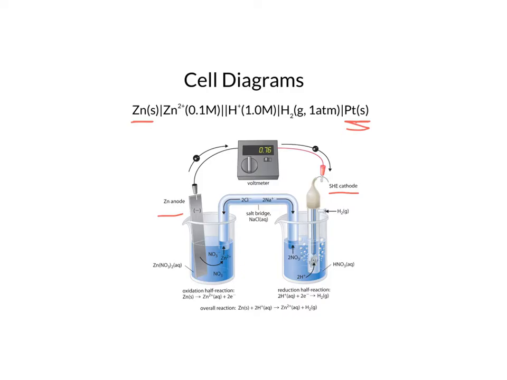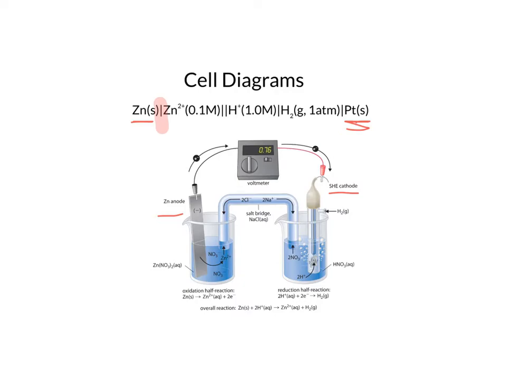We're going to separate our anode, zinc solid, with a solid line from the species that are in solution. That solid line says that there is a phase boundary between the solution and the solid electrode. So we go from solid to solution, and there's a change in phase. Solid, liquid, change in phase. And so every time we see a vertical line, that means that there is a phase boundary in our half cell.